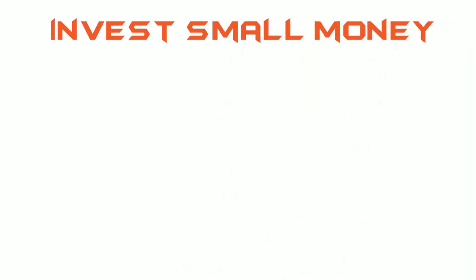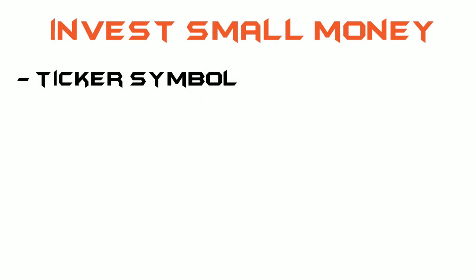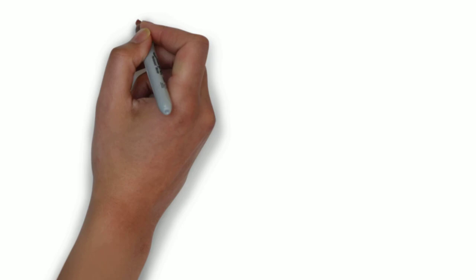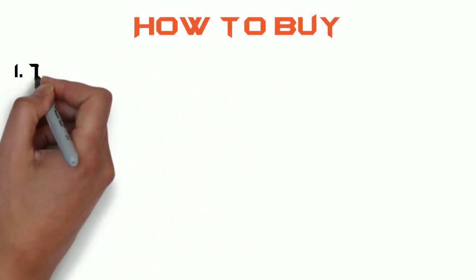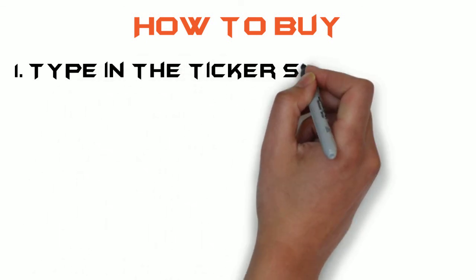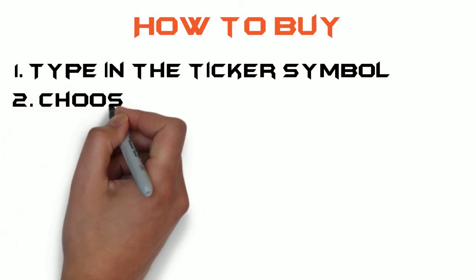Now, you're going to want to start off by investing a small amount of money. You have to know these two things: the ticker symbol, and how to actually buy through your brokerage. So how to buy. Number one, you have to type in the ticker symbol. All kinds of different companies have different ticker symbols. Let's say you're looking at Apple, it's AAPL. Coca-Cola is KO. If you're looking at IBM, it's IBM.